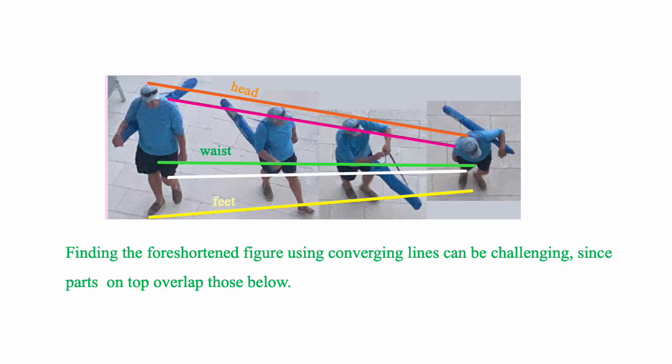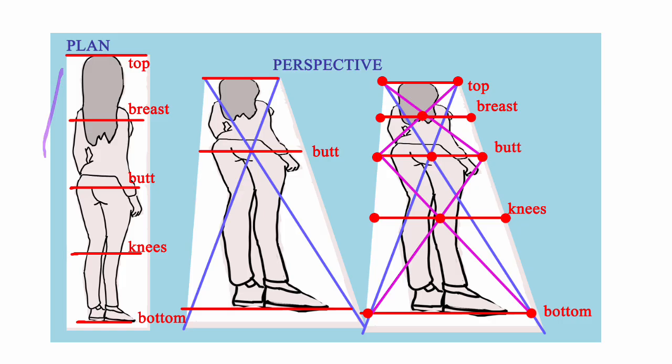Here I connected like parts together, like the head, the waist, and the feet. But it's difficult to know where to put everything because parts on top overlap those below. I'll show you two workarounds. What you can do is take a figure and plan and mark where the top of the head is. This one we can call the breast, the butt, the knees, and the bottom.